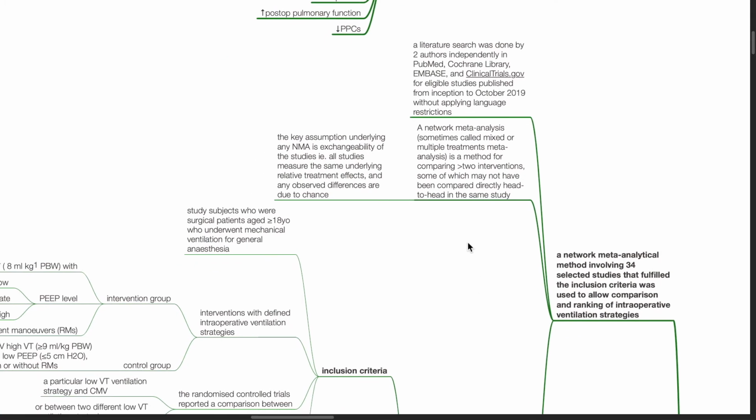A network meta-analysis refers to a method comparing more than two interventions, some of which may not have been compared directly head-to-head in the same study. The key assumption underlying any NMA is exchangeability of the studies, i.e., all studies measure the same underlying relative treatment effects, and any observed differences are due to chance.